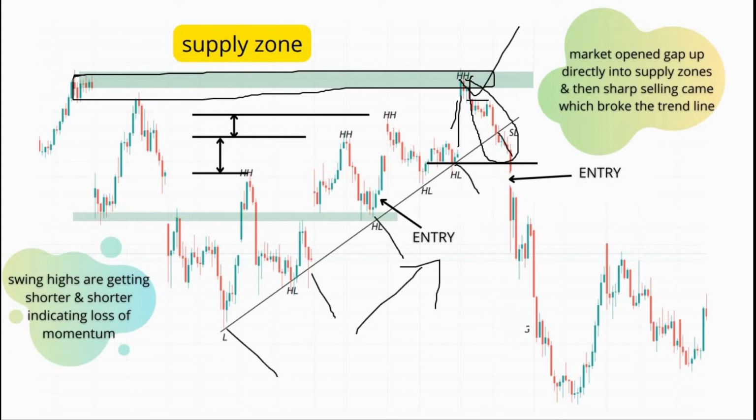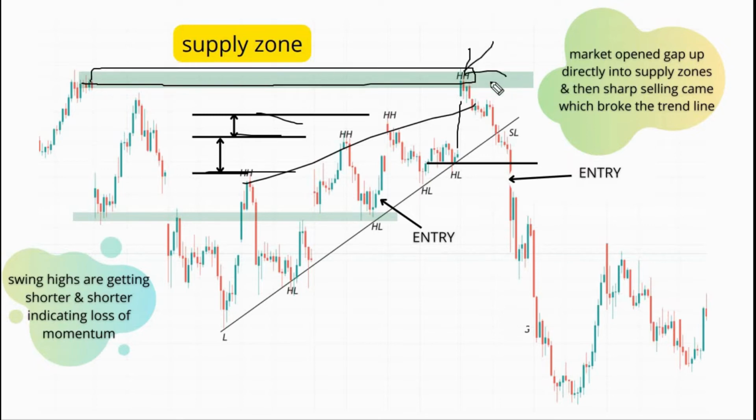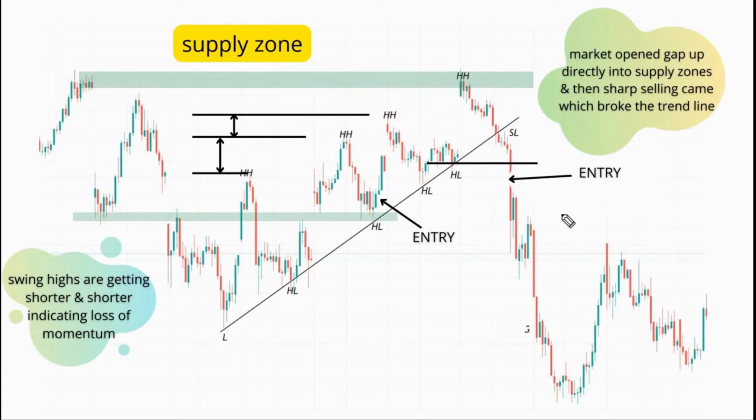Okay, so there are multiple factors. Buyers were getting weaker because the distance between the swing highs were getting shorter and shorter, which was indicating that buyers are losing momentum in this uptrend. And then we saw a huge gap up momentum, but it couldn't break the supply zone, and from there we saw a sharp selling momentum which broke this important trend line support for the first time. Okay, and now it also broke this important structural swing low also. So we'll enter here, stop loss here, and see the huge downside momentum after that.